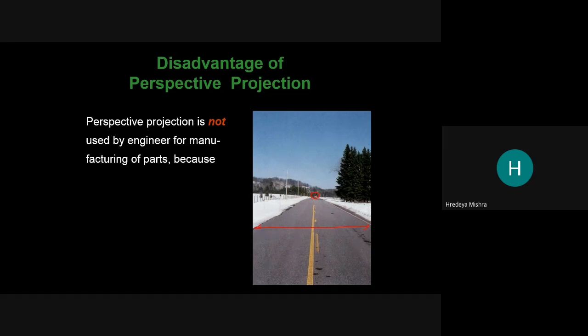Perspective projection is not used by engineers for manufacturing of parts because, first, it is difficult to create. It does not reveal exact shape and size. So we can't observe or think about the exact shape and size from perspective projections.